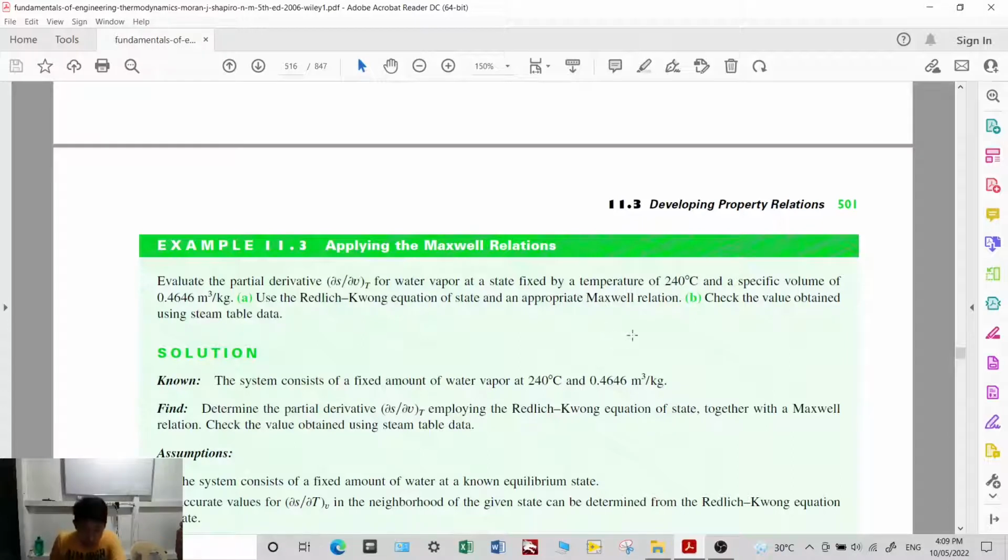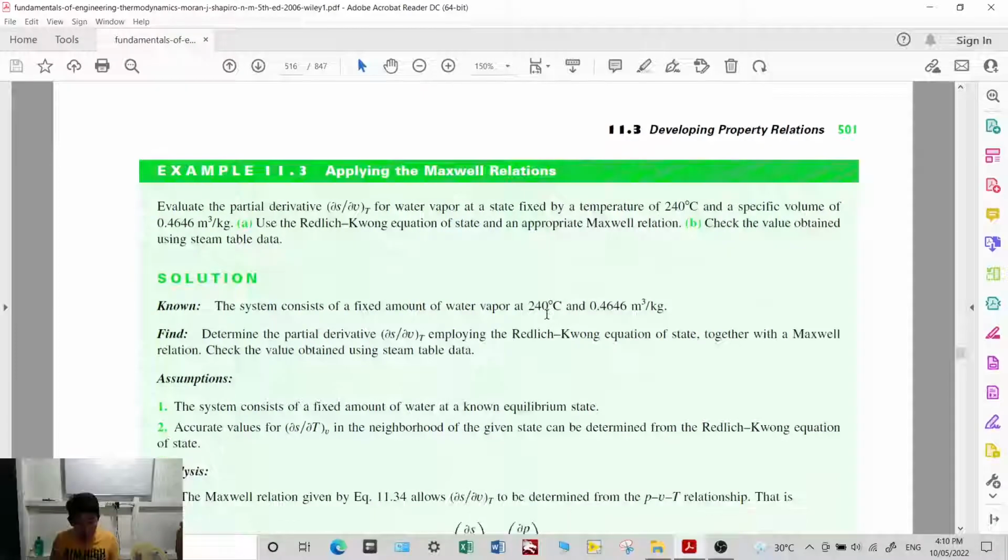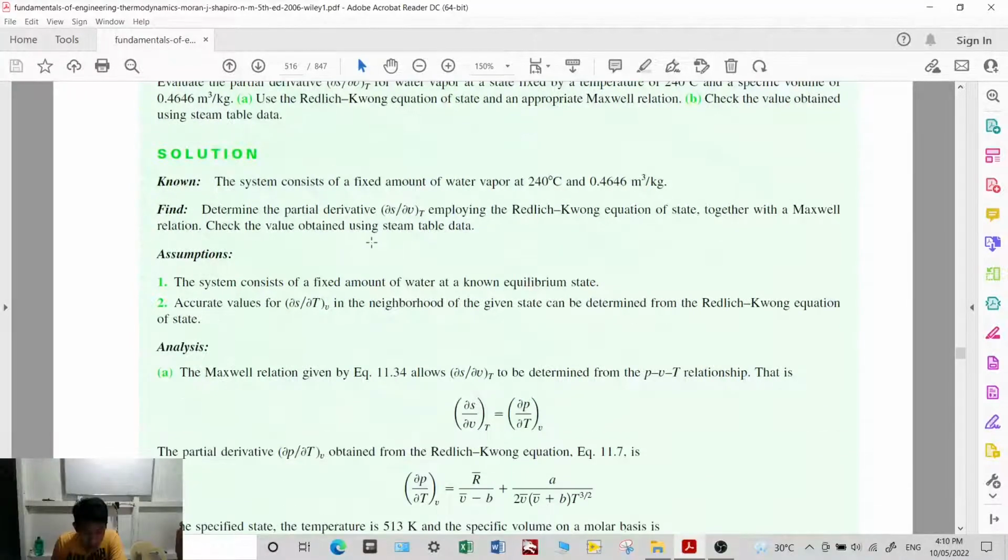So, based on the problem, we can actually use Maxwell relations and compare it to the steam table data. So if we don't have steam table data, we now have a way to determine the slope of entropy and volume. Okay, so how do we do this one? We will use the Redlich-Kwong equation.